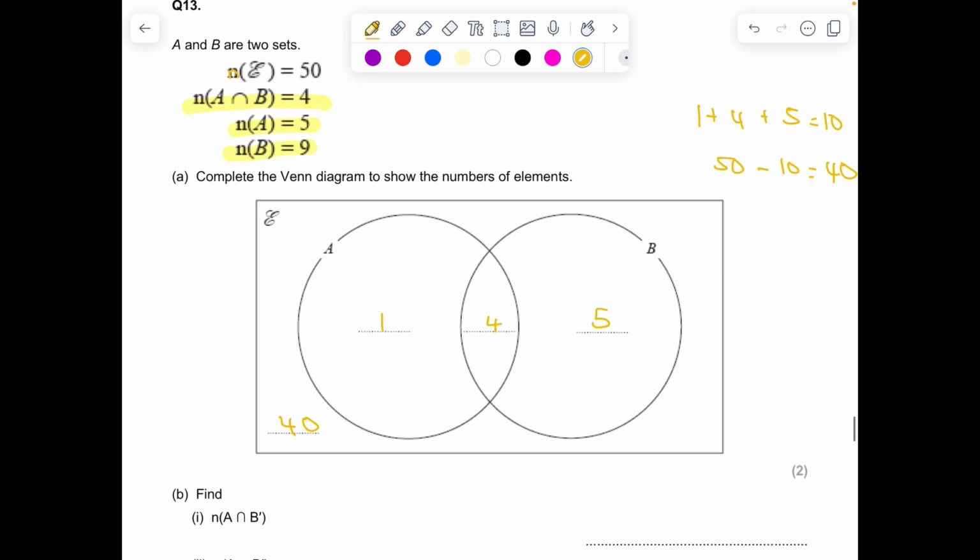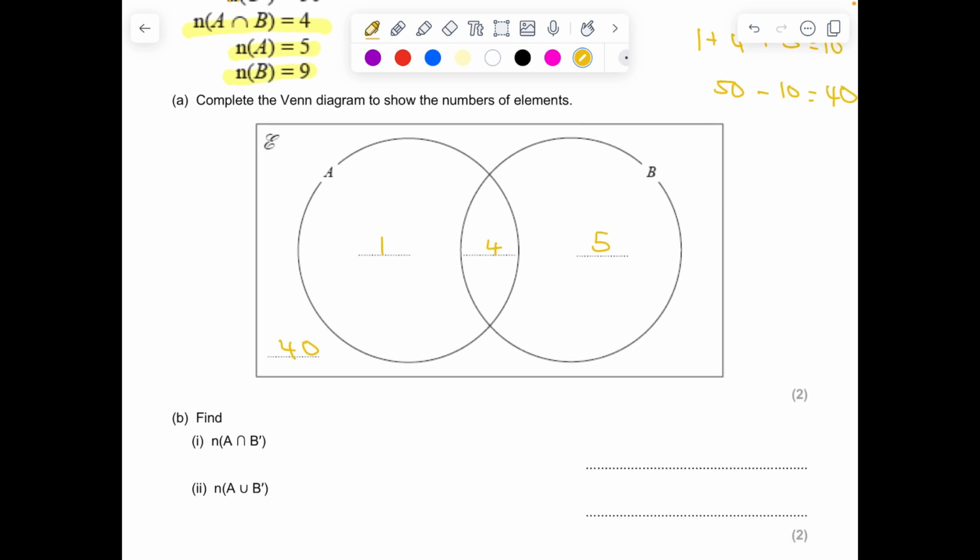Then it asks you to find the number of elements in A and not B. So A and not B, you are just talking about this part here, because you want it in A, but not B. Okay? So that is just 1. There's only 1 element that belongs to A and not B.